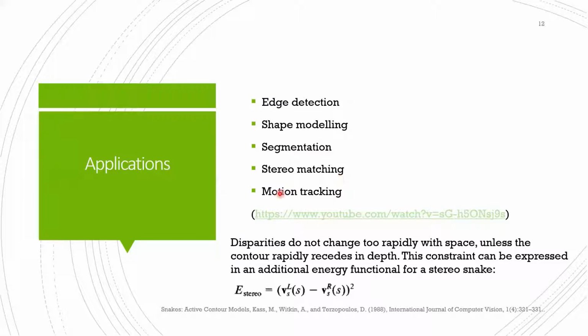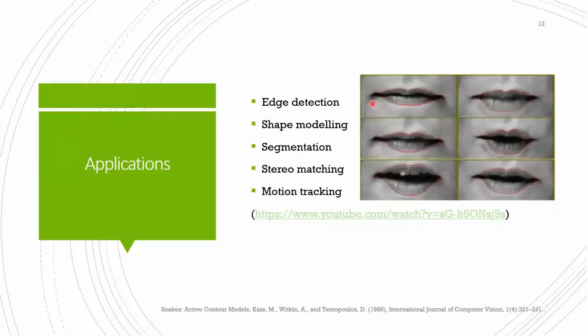Similarly, for motion tracking, snake is used. Like here in this picture, you see a red snake around the lip of this person, and as the person is speaking, the snake is still tracking that lip. Also, there is a very interesting video I can show you. I will just end it after that.